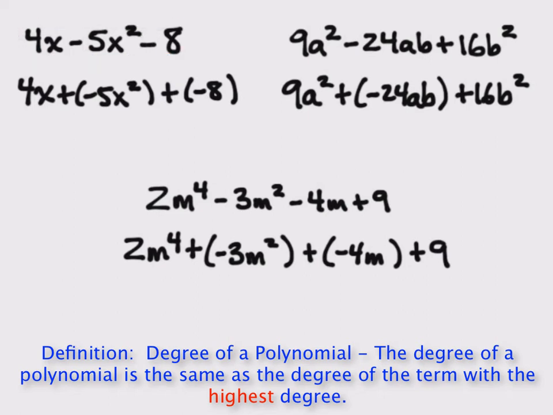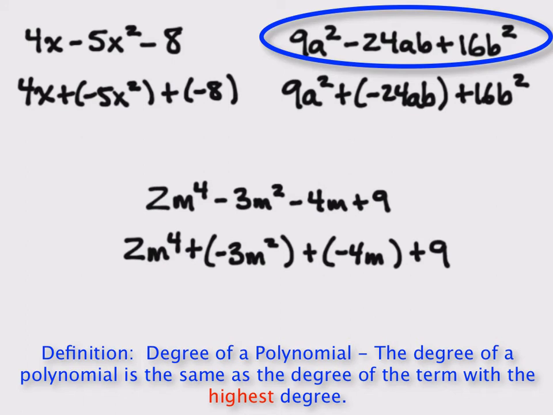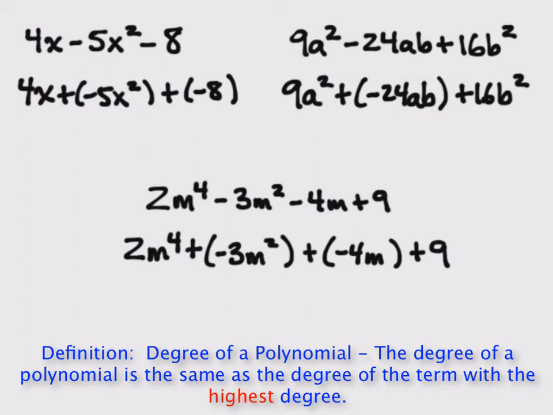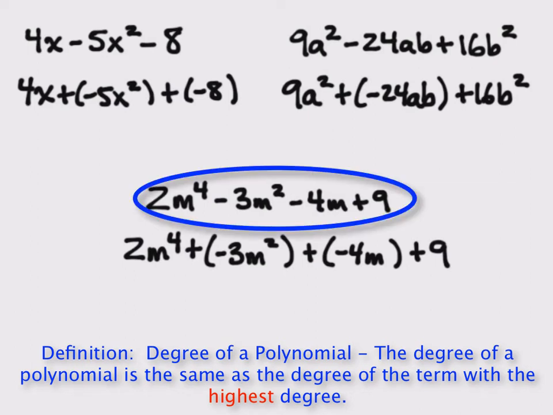For our second example, we have three terms, all of which are degree 2, so the polynomial is a degree 2 polynomial. And in our last example, we've got degree 4, degree 2, degree 1, and degree 0, so we'd say this is a degree 4 polynomial.